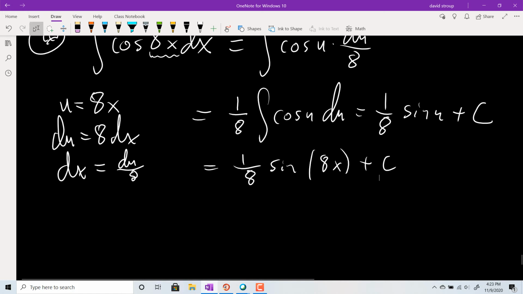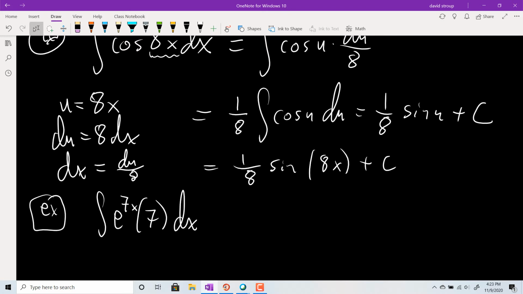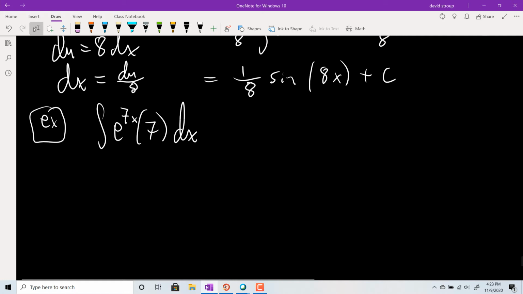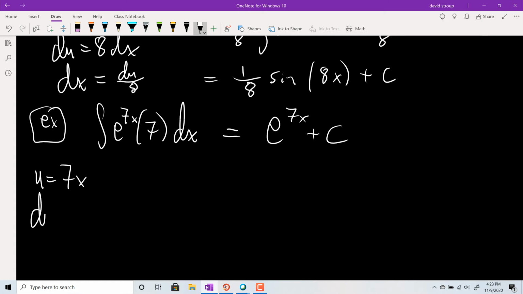We have this example: the integral of e to the 7x times 7 dx. This one's kind of already there. Automatically you would just say the integral is e to the 7x plus c. Let's do a u sub though and make sure that's the case. So u would be the 7x part, and then the derivative of that is 7 dx, and solving for dx, you get du over 7.